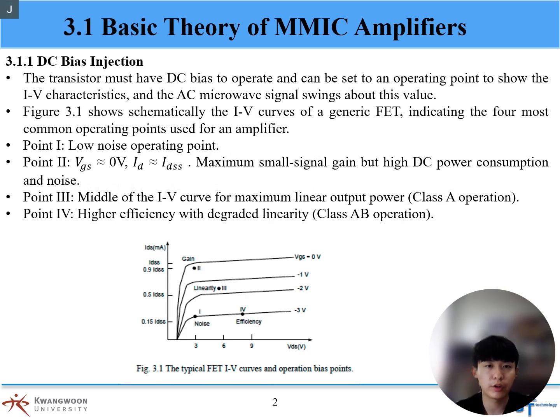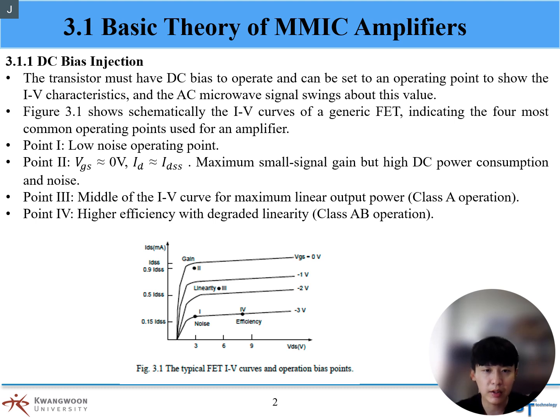The most important aspects of the design considerations for microwave transistor amplifiers are the stability, the power gain, the bandwidth, the noise, and the DC requirements. This section deals mainly with the DC bias injection, and the problems associated with stability and gain.